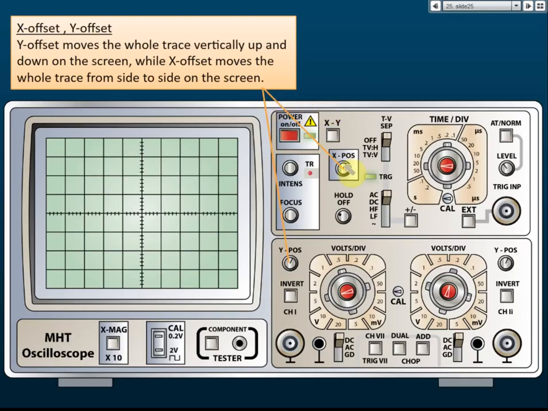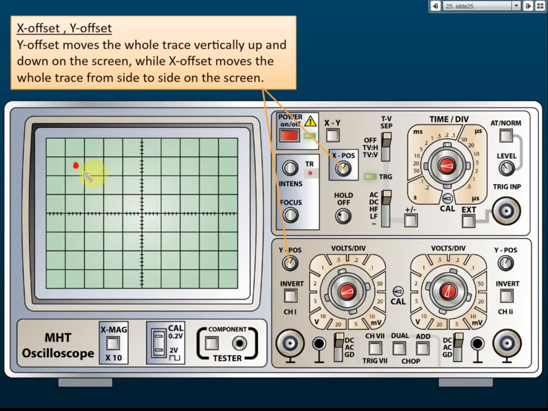Now these two, the X position and Y position, or we call them X offset and Y offset. The X offset and Y offset move the bright spot, or the cathode ray, up, down, left, or right. For example, if you switch on a cathode ray oscilloscope, you find that the bright spot is somewhere around here. Let's use red. So you switch on, you do not plug in anything, you have no input, and you switch off the time base. Then you find that the bright spot is here.